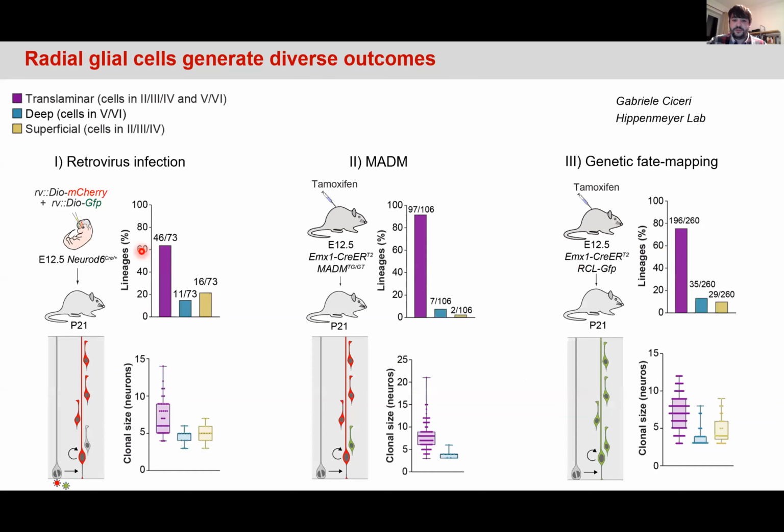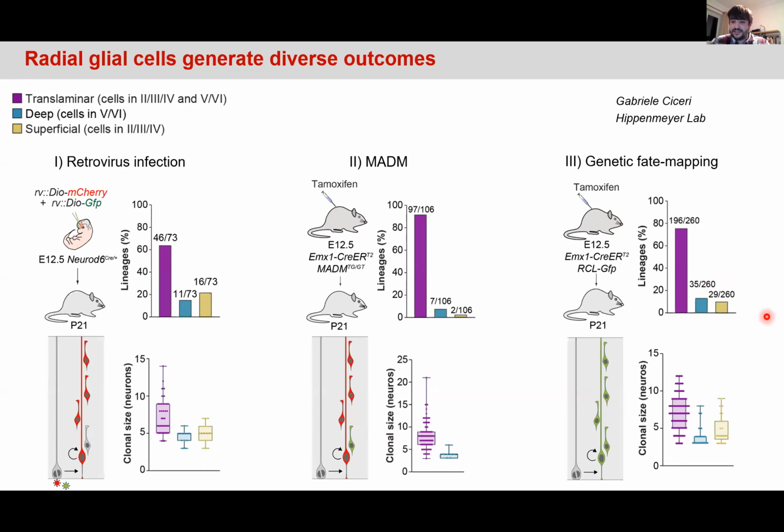So to test that hypothesis, we generated a third dataset in which we basically replicate the same experimental paradigm using our MADM experiments, but substituting the MADM reporters with a regular inducible GFP reporter, so that we label progenitor cells irrespective of their mitotic activity.